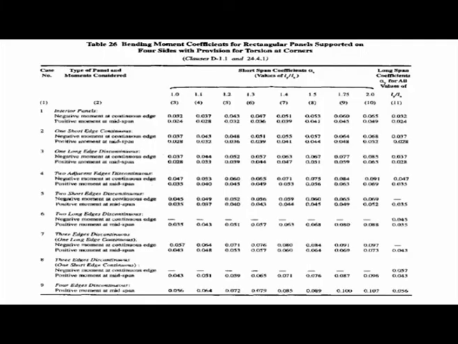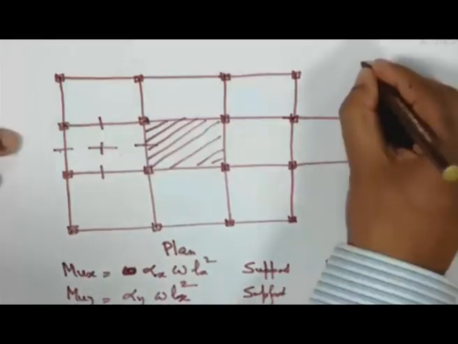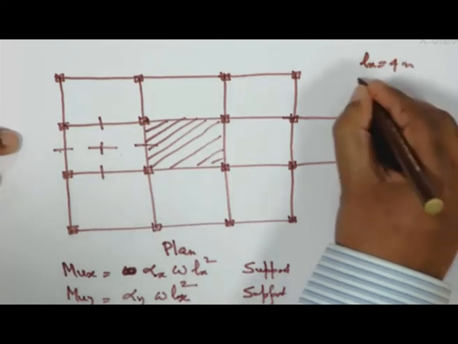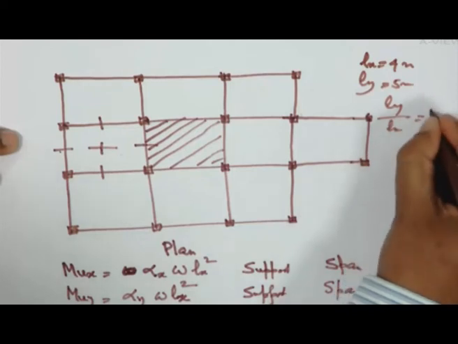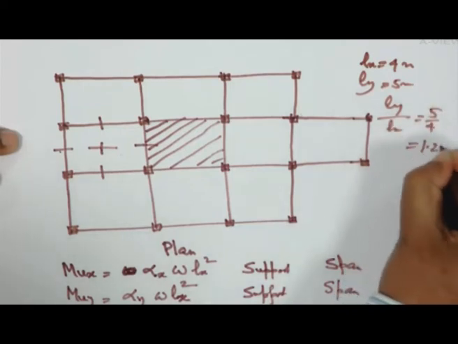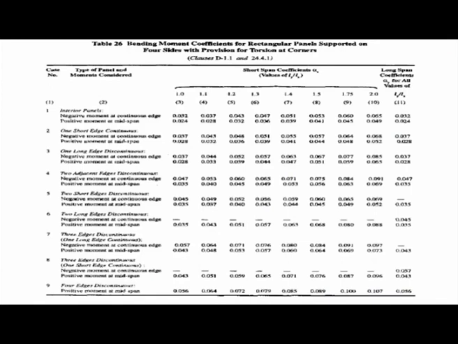Now for different values of Ly by Lx, that means for a particular span, say Lx equal to 4 meter, Ly equal to 5 meter. So Ly by Lx equal to 5 by 4 equal to 1.25. That means I have to find out from 1.2 to 1.3, in between I have to get the value. So if it is an interior panel, then I shall use this one. For alpha x I shall interpolate, and for alpha y I shall also interpolate, getting the value for support and for span.